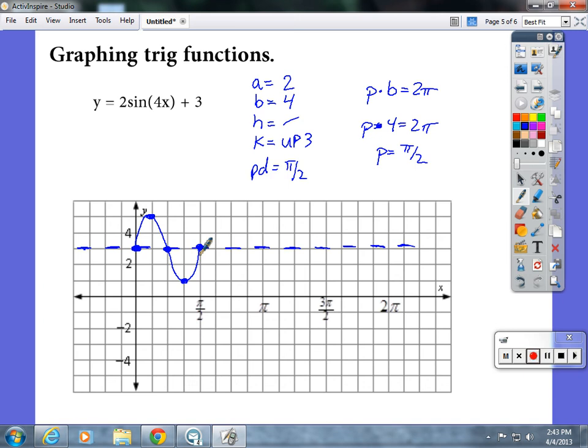And I can continue that as many times as I want. Remember, on a quiz or a test, you've got to have 1 full cycle, but that's the minimum is 1 full cycle. But again, you can do this as many times as you want. I'm going to actually extend it all the way to 2 pi so you can see what this frequency actually means. Frequency is how often it occurs over 2 pi.